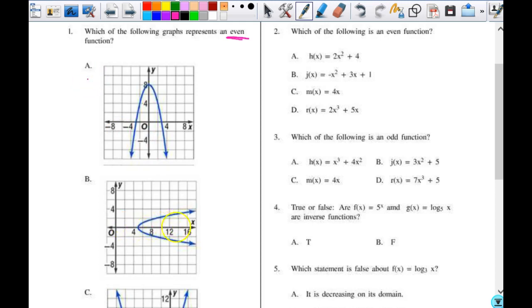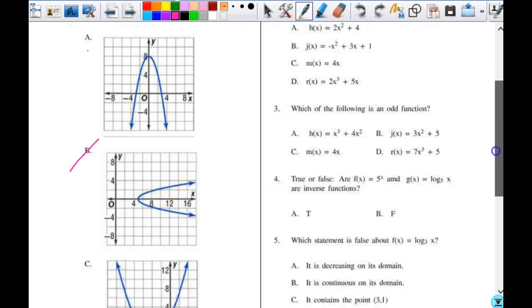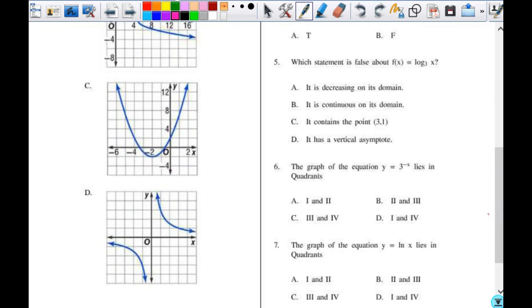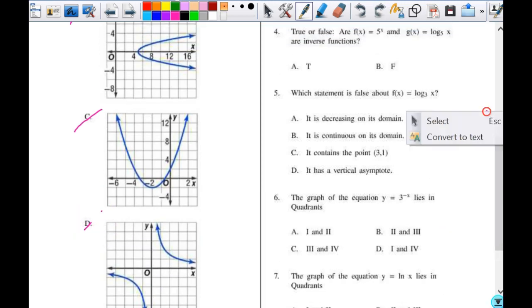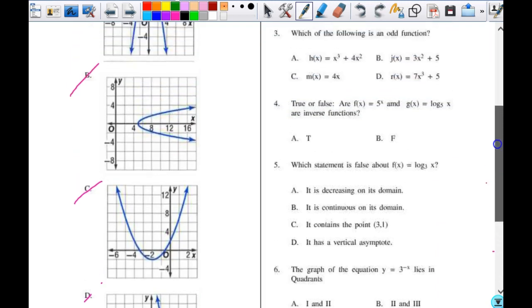B has symmetry with respect to the x-axis plus it's not even a function, so it's not B. C does have symmetry, but it's with respect to the line x equals negative 2, so that doesn't work. And this function here does have symmetry, not with respect to the y-axis, but with respect to the origin, because I can rotate 180 degrees. So this is actually an odd function. So not my answer to that one either. So that means my answer is A.